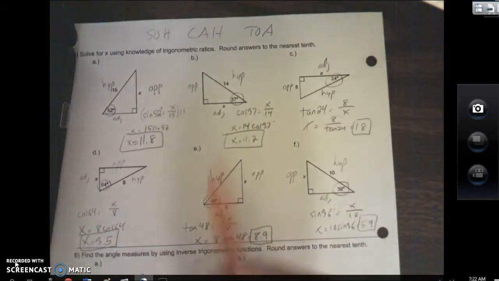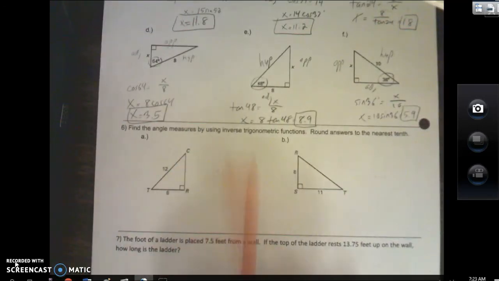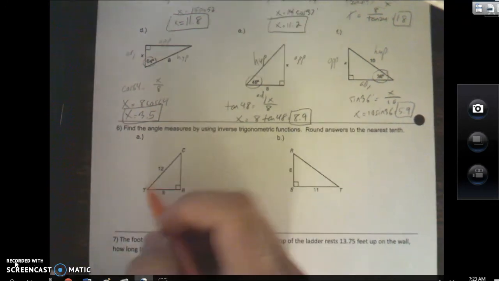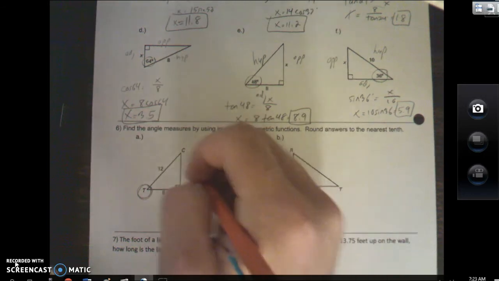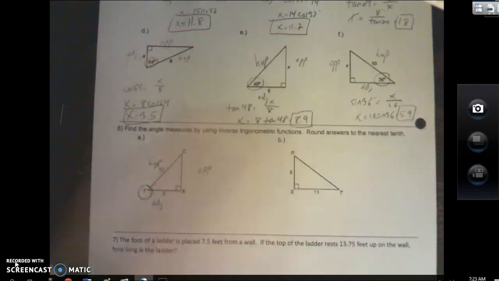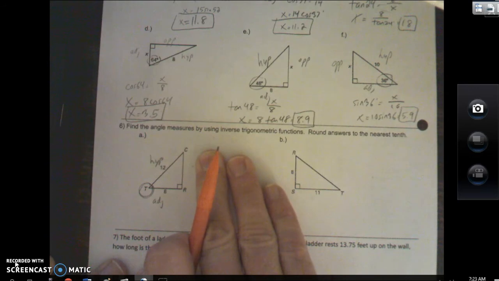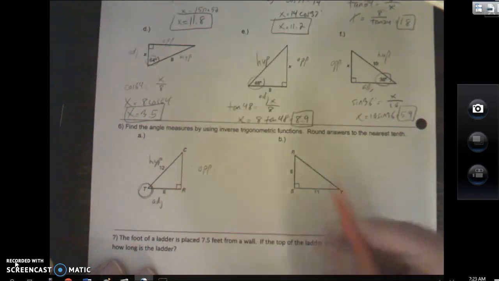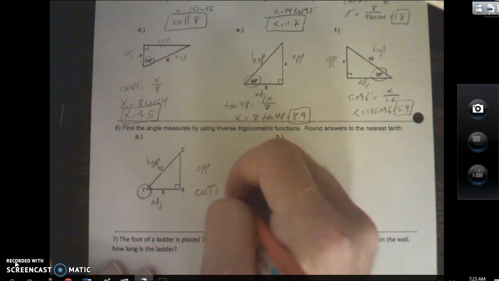This is for finding all sides, so please take note of that. Down here, it says find the angle measures by using inverse trig functions. So if I want to find T, label all my sides. Here's opposite, here's adjacent, here's hypotenuse. The ones they give you are A and H, that's 8 and 12. So that's going to be cosine. Cosine of T equals 8 over 12.